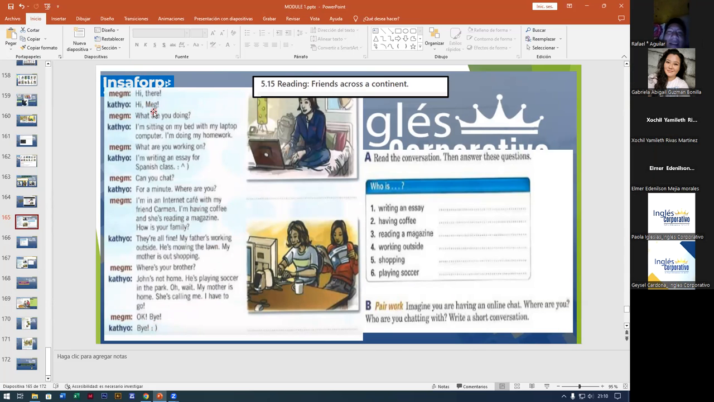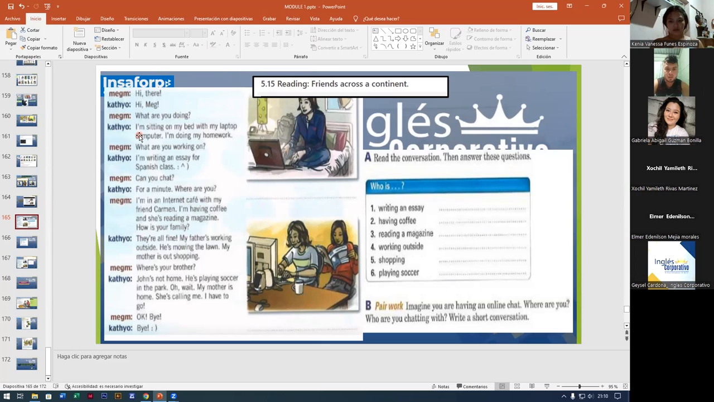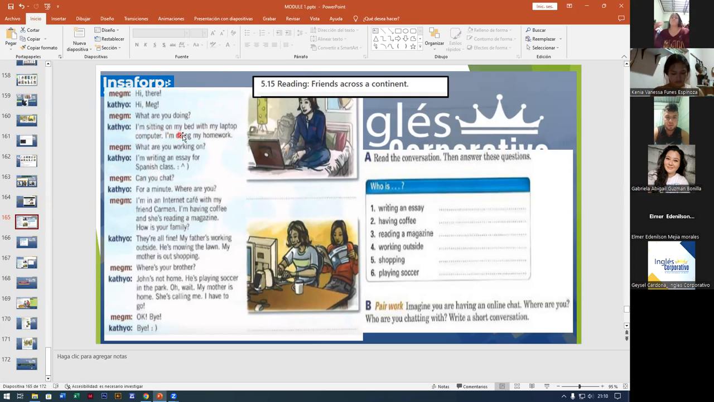Hi there. Hi, Meg. What are you doing? Very good. Okay, continue, Sachil. I'm sitting on my bed with my laptop computer. I'm doing my homework. That's correct. Good one. Elmer Danielson, continue.